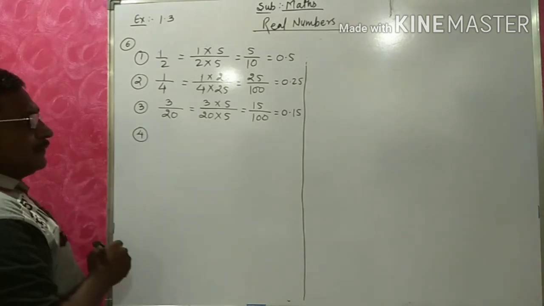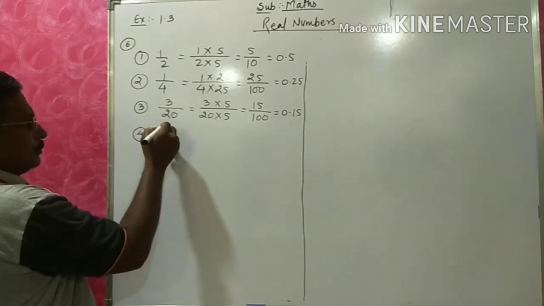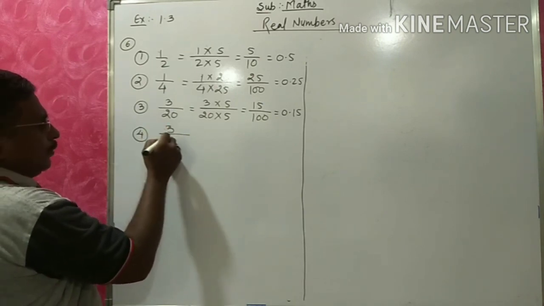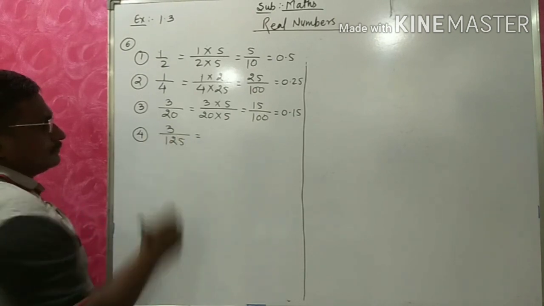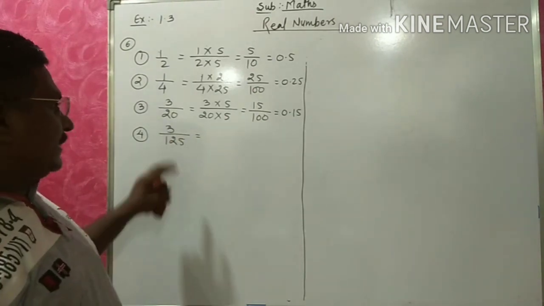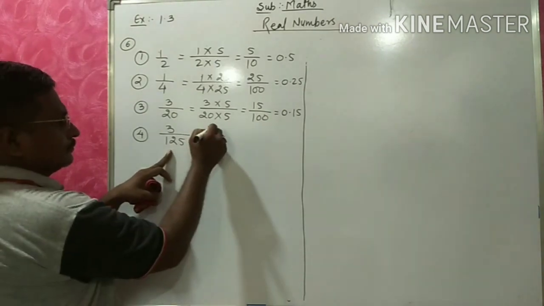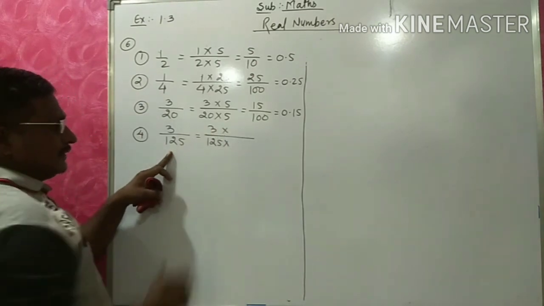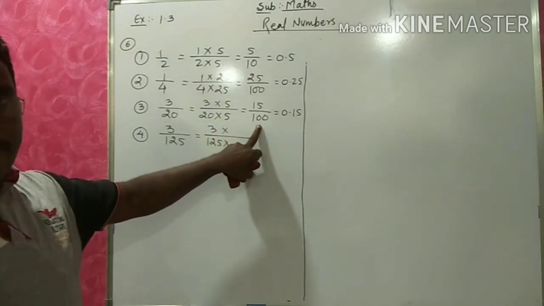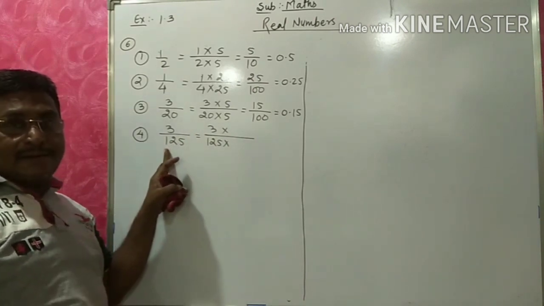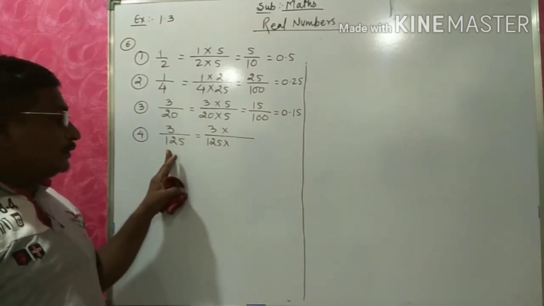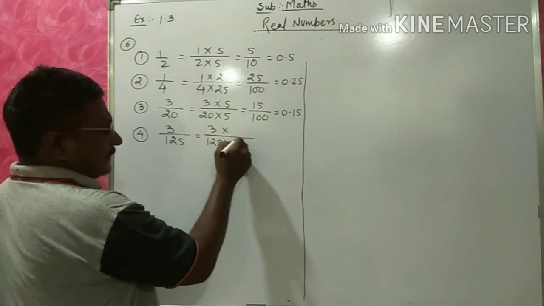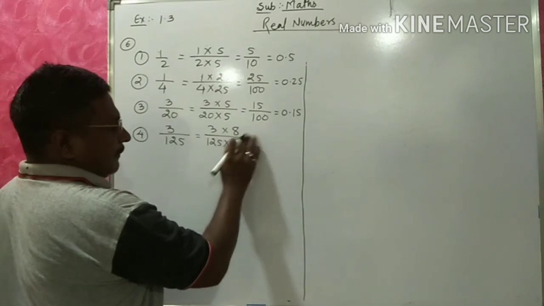Then the fourth example. 3 by 125. Which number has to be multiplied? 100 is not possible because this number is bigger than 100. So which next number will come? 1000. Which number do we multiply to get 1000? 8. So here also multiply by 8.